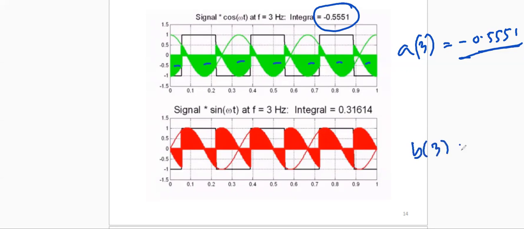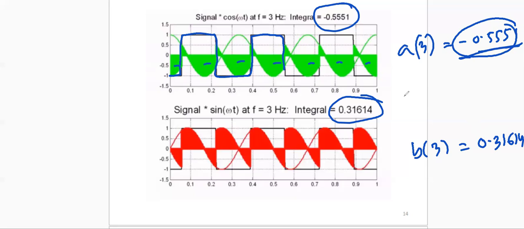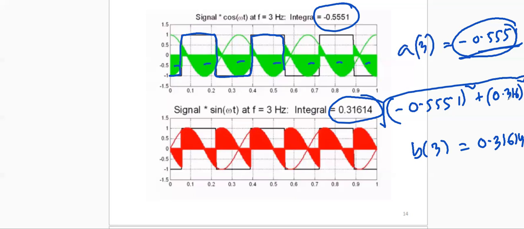What about B3? We are getting some value over there. We got the value 0.31614. So it means that this square wave must have 3 hertz component, and the value is very high. The content of the 3 hertz is very high, because you got this value. So that means what is the magnitude response? Minus 0.5551 whole square plus 0.316 whole square, and then root. You are getting a very high value.